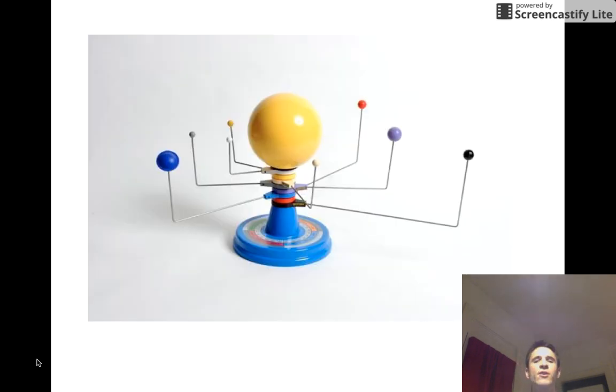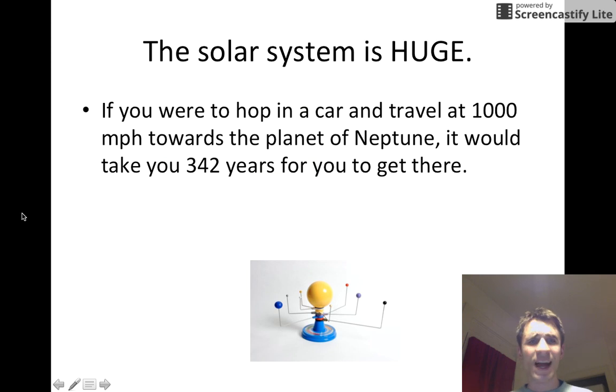So right here you see a model of the solar system. Obviously, this model of the solar system is much smaller than the actual solar system. In case you didn't know, the sun is a lot bigger than it looks, like the size of a soccer ball, right? So why do we use a model like this to describe the solar system? Obviously, it's because the solar system is huge. Imagine how big the solar system is.